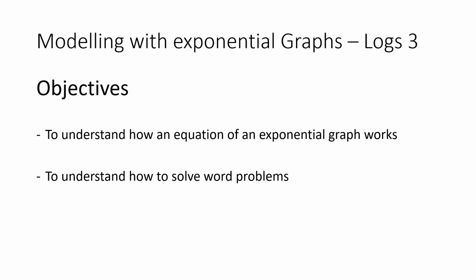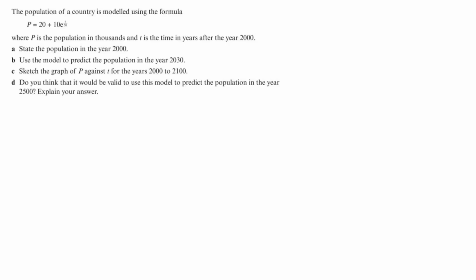Alrighty, so you know how the exponentials work. Now let's model with them. The population of a country is modeled using this formula, where P is the population and T is time in years. State the population during the year 2000.